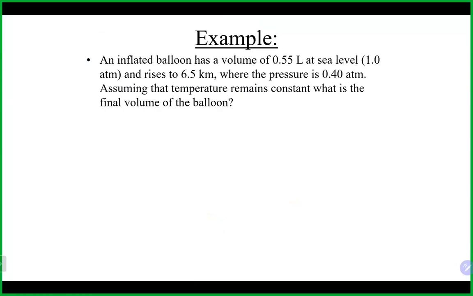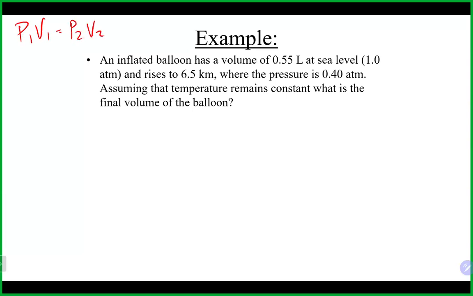An inflated balloon has a volume of 0.55 liters at sea level, 1 atmosphere. It goes to 6.5 kilometers, where the pressure is 0.4. What will be the final volume of the balloon? So take a few moments, see what you come up with here. Okay, so let's take a look.